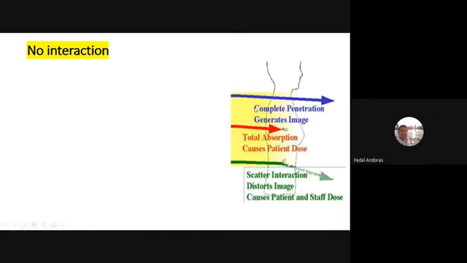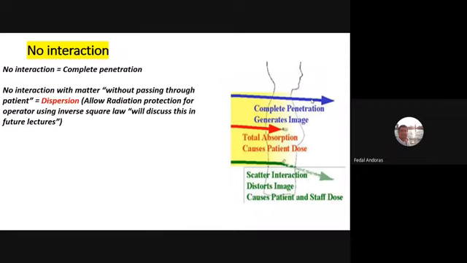When we have two types of interaction, as I said. No interaction means complete penetration. The X-ray penetrates the patient's body and goes directly to the receptor, to the film. This is no interaction. There was no absorption from the matter and no scattering. Okay? We have another no interaction without passing through the patient, as I said. The X-ray will pass beside the area, beside the matter. This is called dispersion.